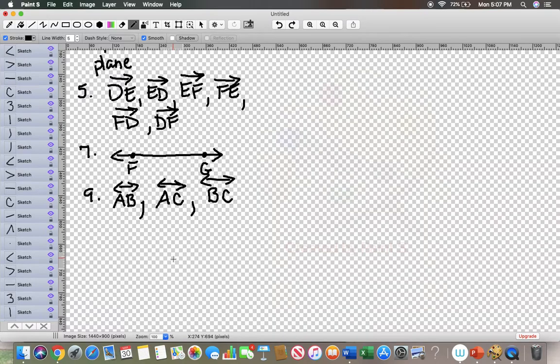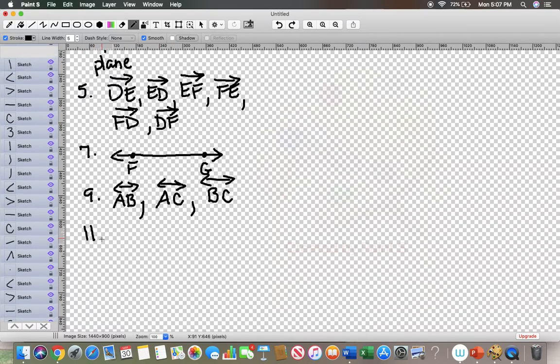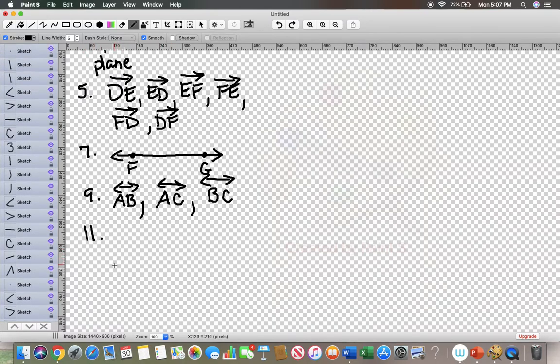Name 2 rays, number 11, with endpoint B. Now, we need 2 of them, and the endpoint has to be B. So the endpoint has to be point B. Ray BA and ray BC, those are your only 2 answers there.